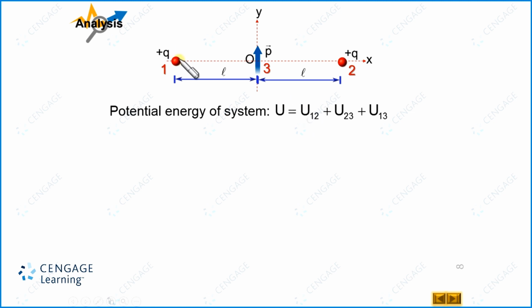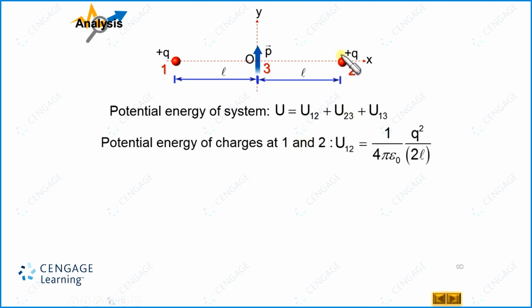First of all, we can write the direct expression for the potential energy of these charged particles, which gives U12. So let us write the potential energy of charges number 1 and 2. This is equal to 1 upon 4 pi epsilon naught Q multiplied by Q, that is Q square, divided by the separation, that is 2L. So this is the potential energy associated with charges number 1 and 2.